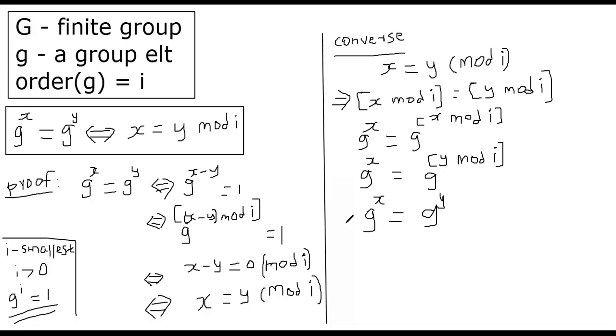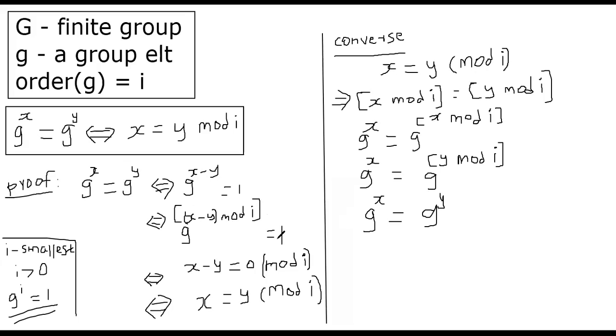Okay, so I'm going to take the forward direction. Assume g power x is equal to g power y. Then I can multiply both sides by g power minus y, which exists in a finite group. Therefore, I can rewrite this equation as g power x minus y equal to 1. In the previous segments, we proved that computing g power x is the same as g power x mod I. So in the place of x, we have x minus y. So I can replace the power by x minus y mod I equal to 1.